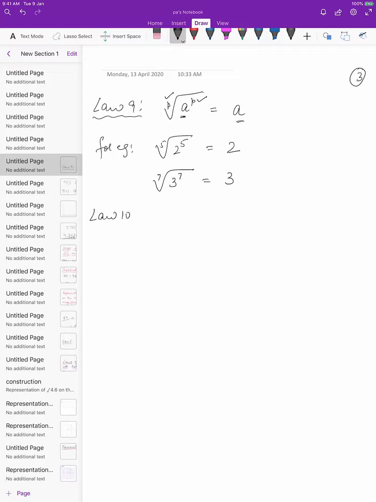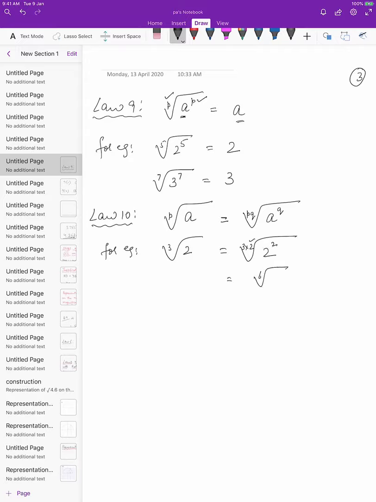Then law number 10 is, suppose you have something like pth root of a. That can be written as p into qth root of a raised to the power q. This law we have used while doing the multiplication of irrational numbers. For example, suppose you want to write the cube root of 2. This is given to us, but we want to write it as a sixth root. So in order to make this the sixth root, I will write 3 into 2, and the same 2 will be raised to the power also here. That will become sixth root of 4.